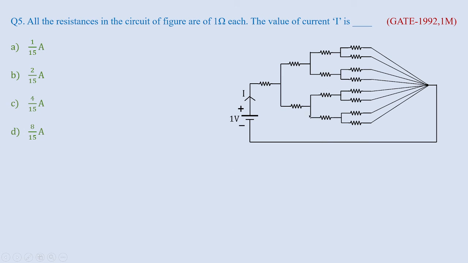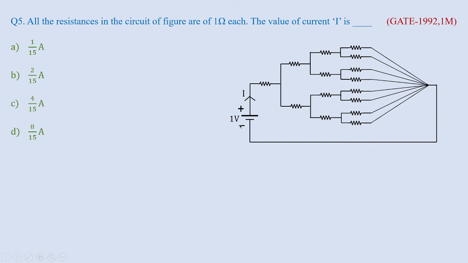Now it's a very common question. You must have seen this question before. This was the basic question which was asked in GATE 1992 for 1 mark. So we have to find out the equivalent current for this given circuit. All the resistors in the circuit of the figure are of 1 ohm each. So every resistance is of 1 ohm each. We need to find out the value of current when the voltage is 1 volt.